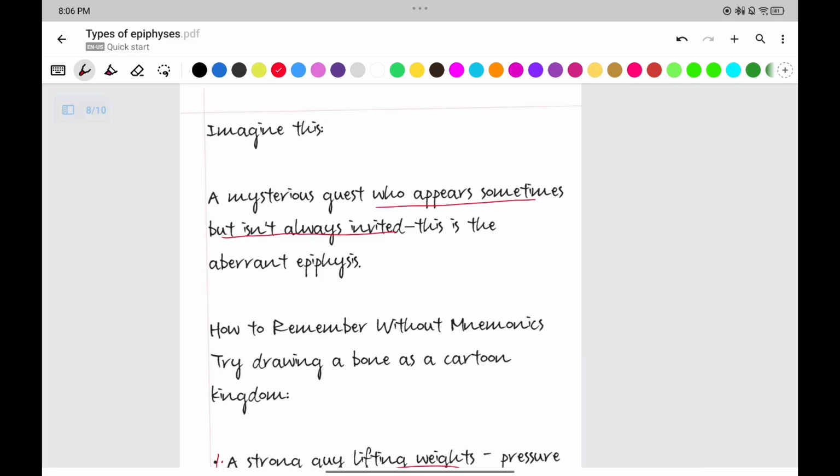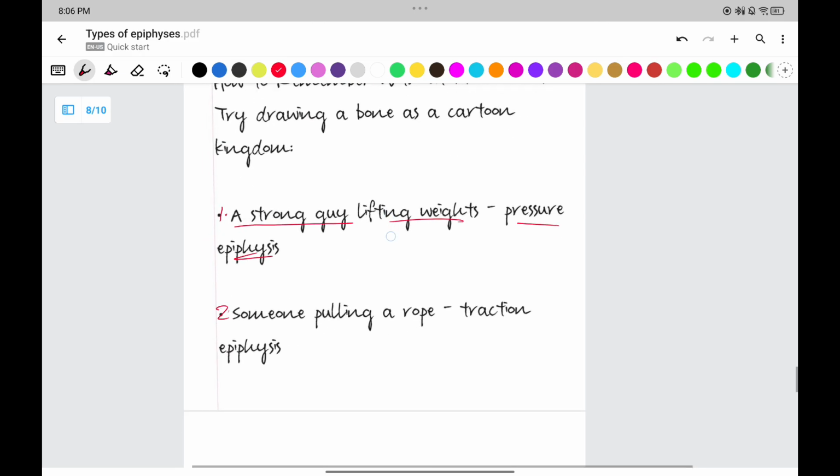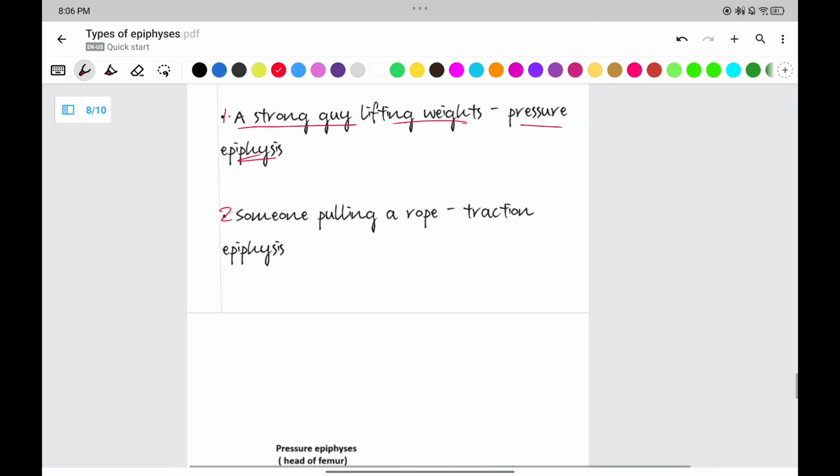Okay, the story for this is a mysterious guest who appears sometimes but isn't always invited. This is the aberrant epiphysis. It is a mysterious guest. Its presence might be important, may not be important. It is always not invited. Okay, so these are the four main stories.